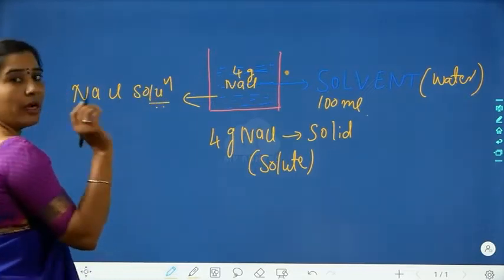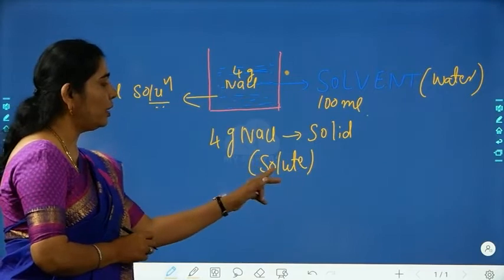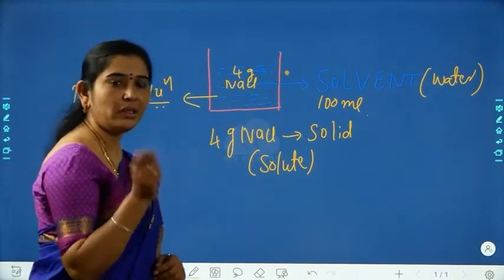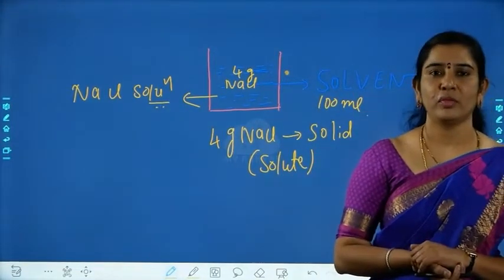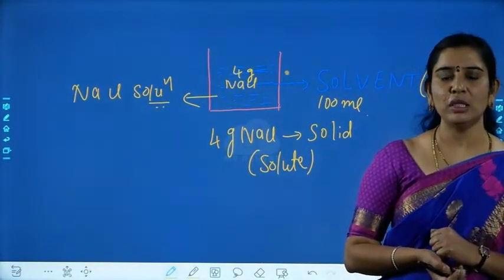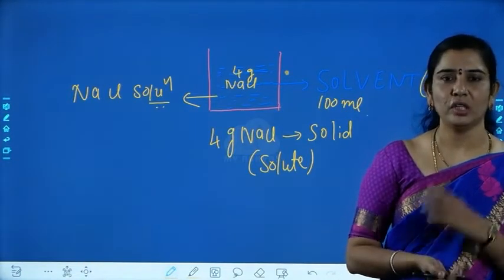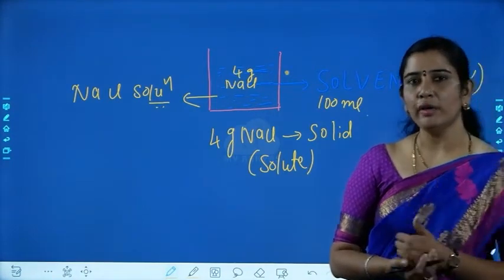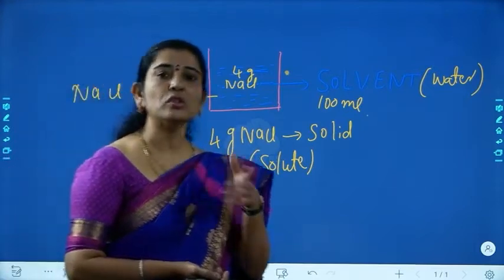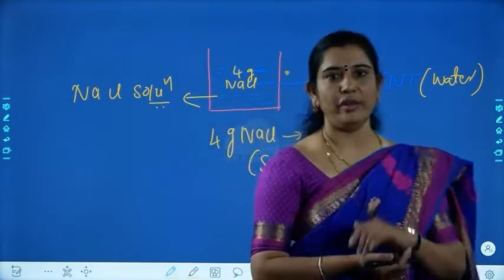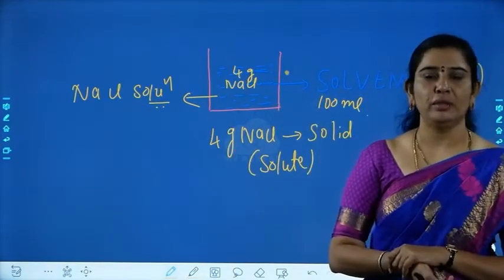What do you mean by solution? It is a mixture of solute and solvent. When you add solute to the solvent, we get a solution. The solute is the substance which is going to dissolve in the solvent. The solvent is the medium in which the substance is going to dissolve. Now we have prepared a solution.